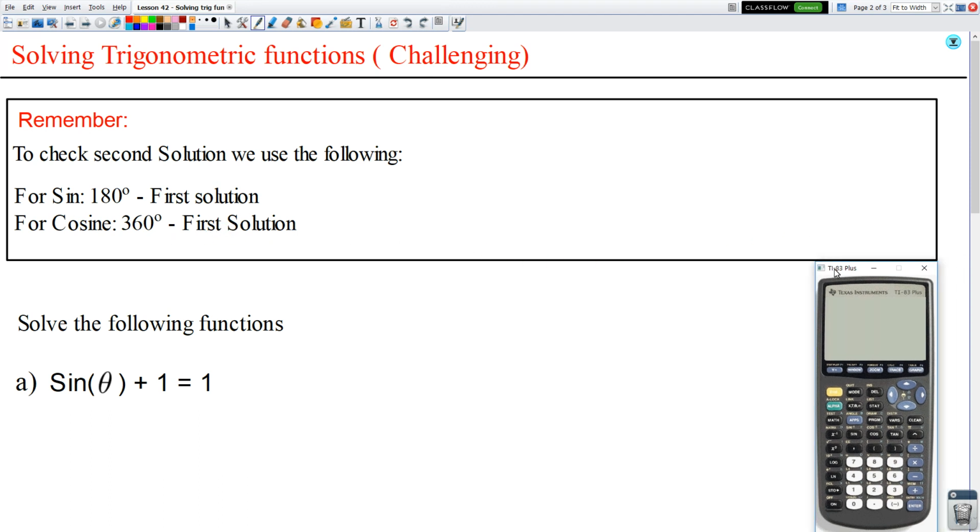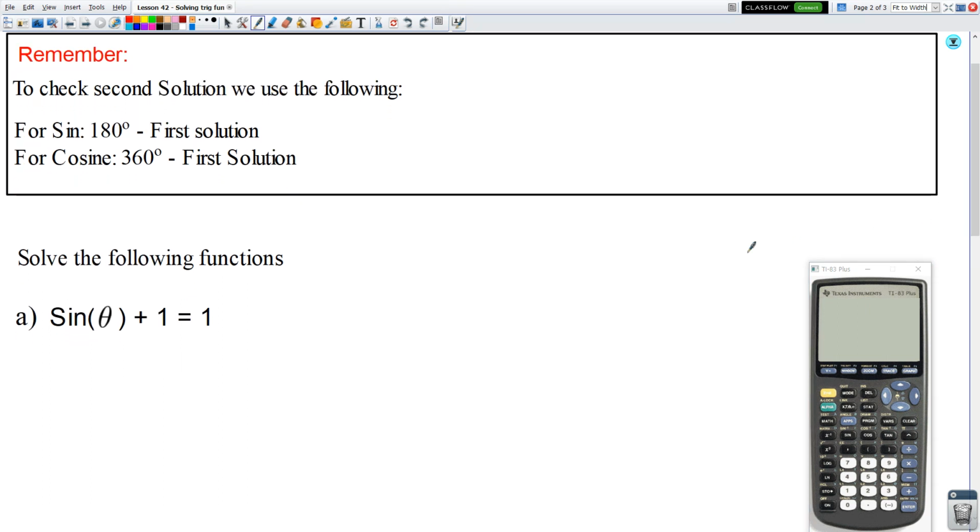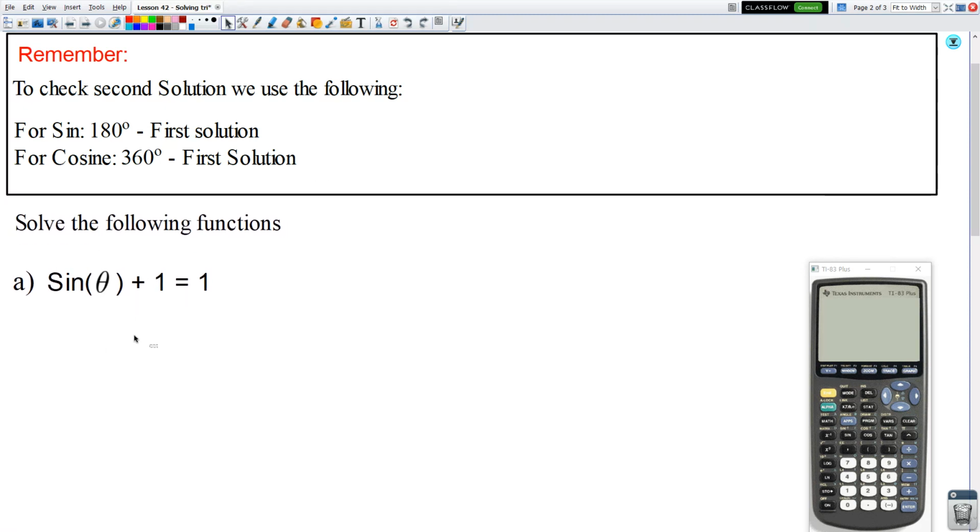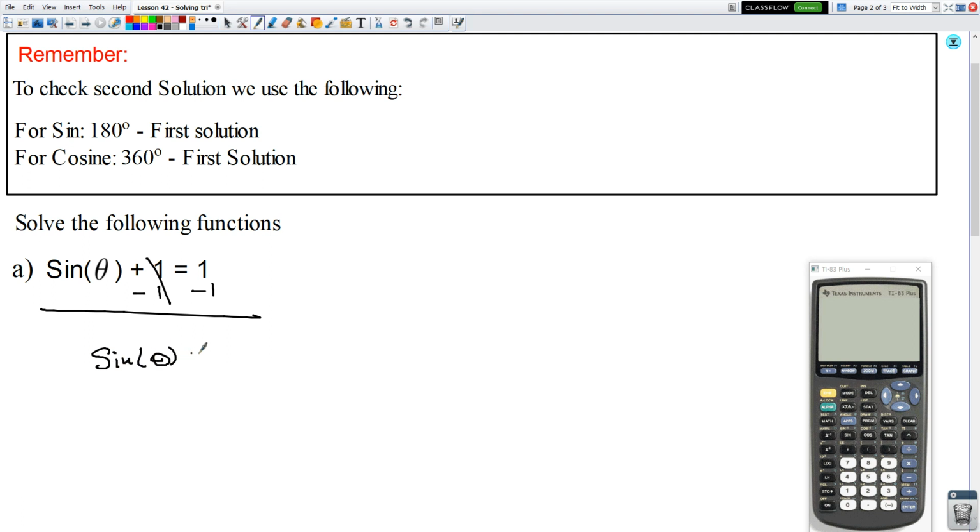Let's take a look at a problem that maybe we have seen before. We want to find the value for theta because we want to solve the following function. We want to know what this value is right here. Just like it was explained in the previous video, the first thing you want to do is isolate the function. So in order to do that, we're going to subtract 1 here. It cancels out. So now I have sine of theta equals 1 minus 1. Well, that's 0. Okay, perfect.